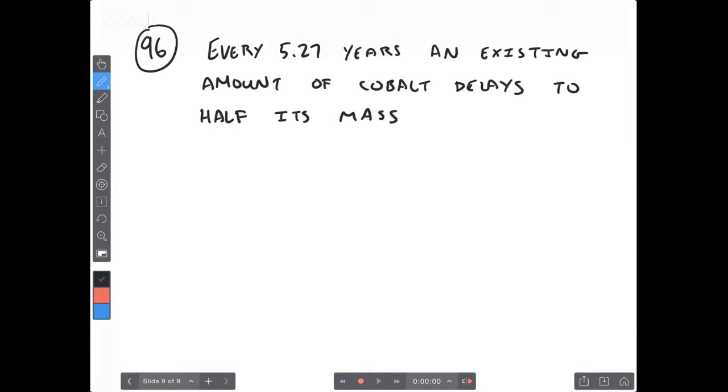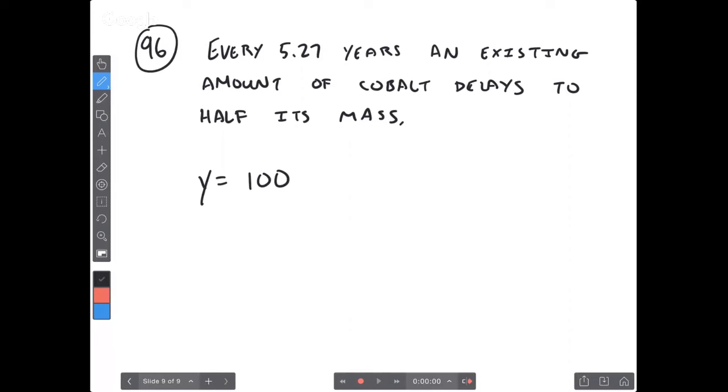That's what that means. Certainly not part of the question. I'm just explaining it. If 100 grams of radioactive cobalt is present now, so we have Y equals an initial amount of 100, how much will be present in 20 years or in 40 years?